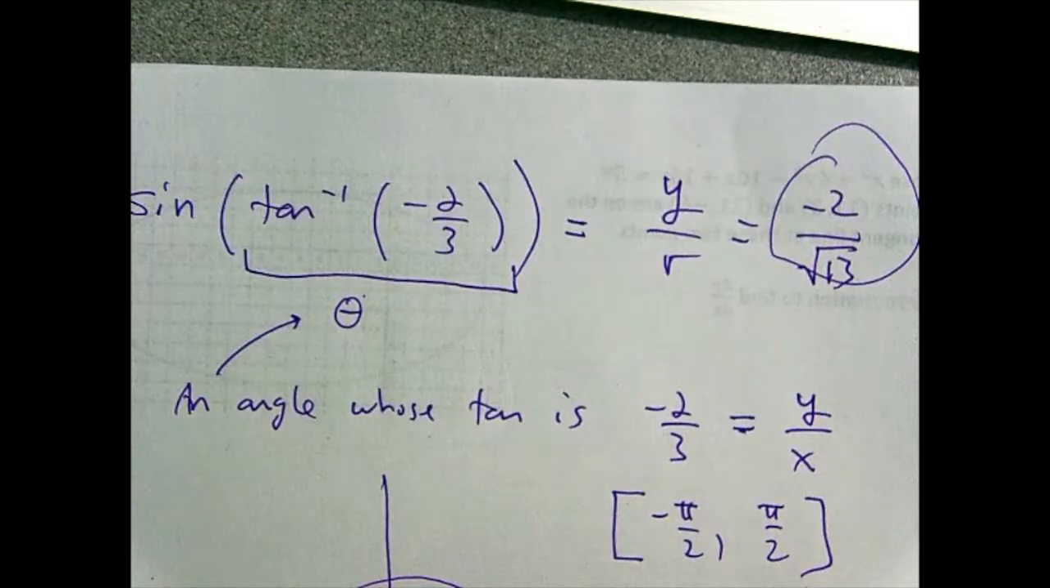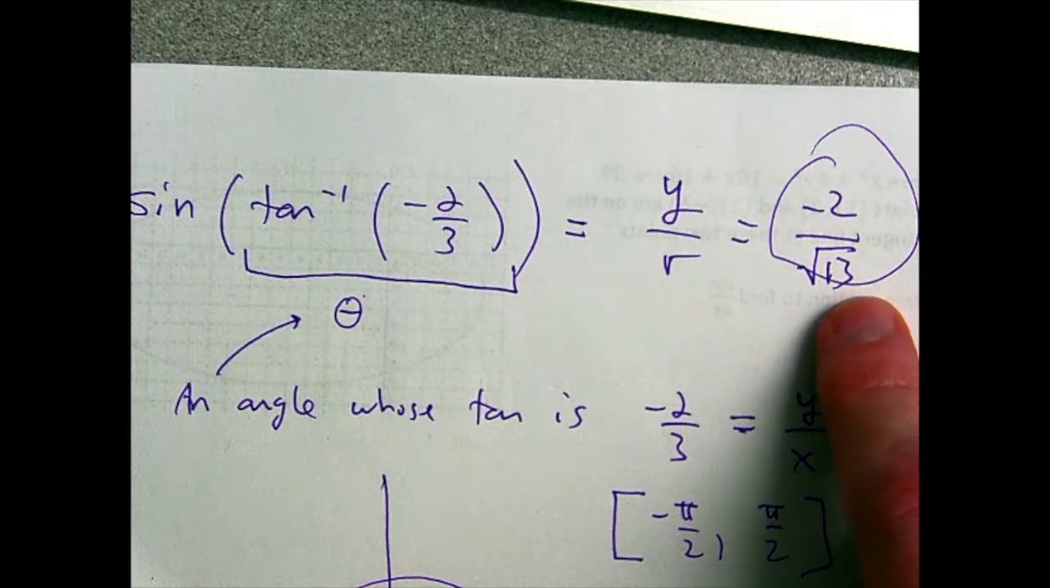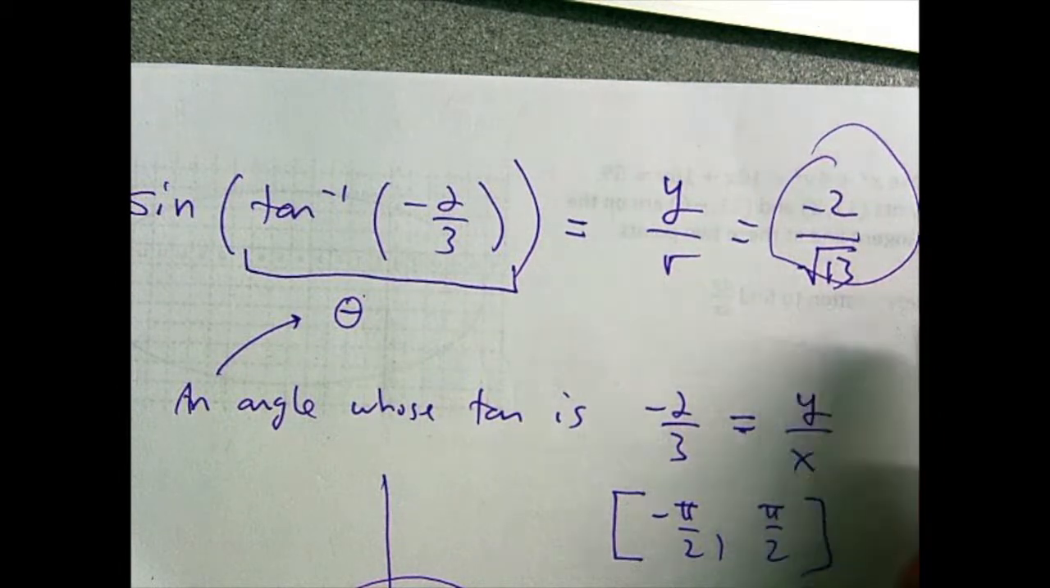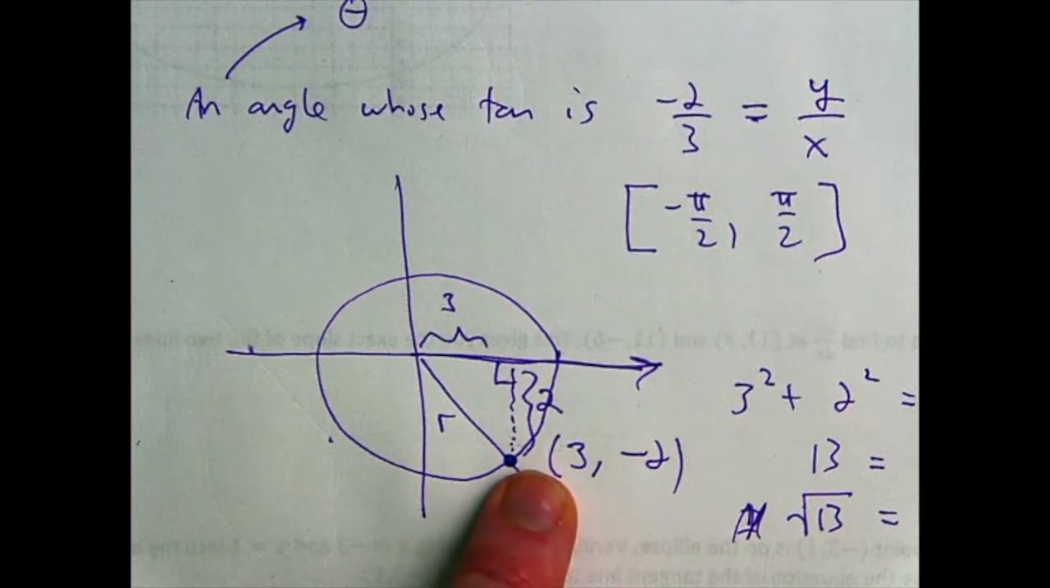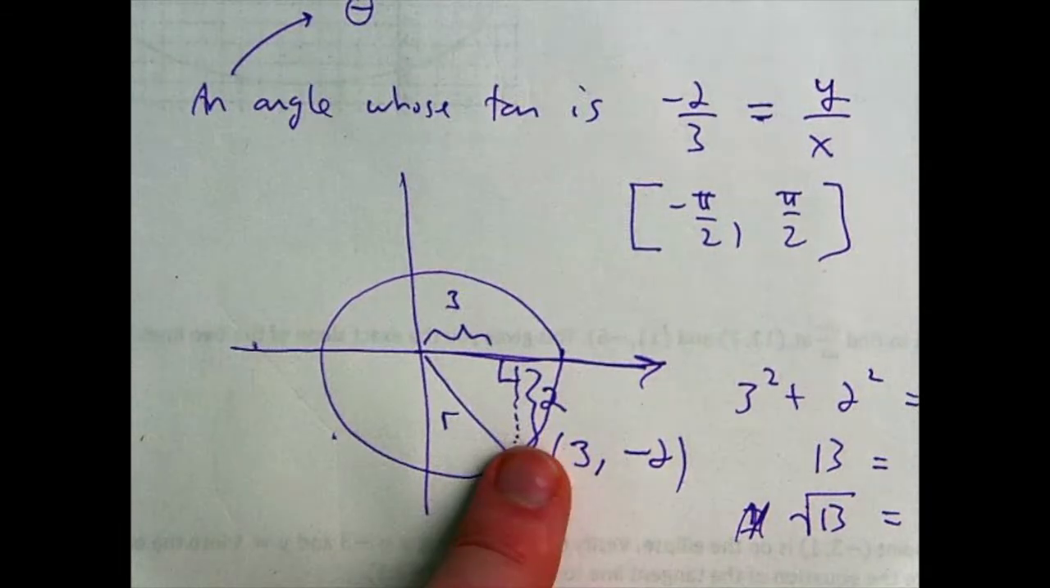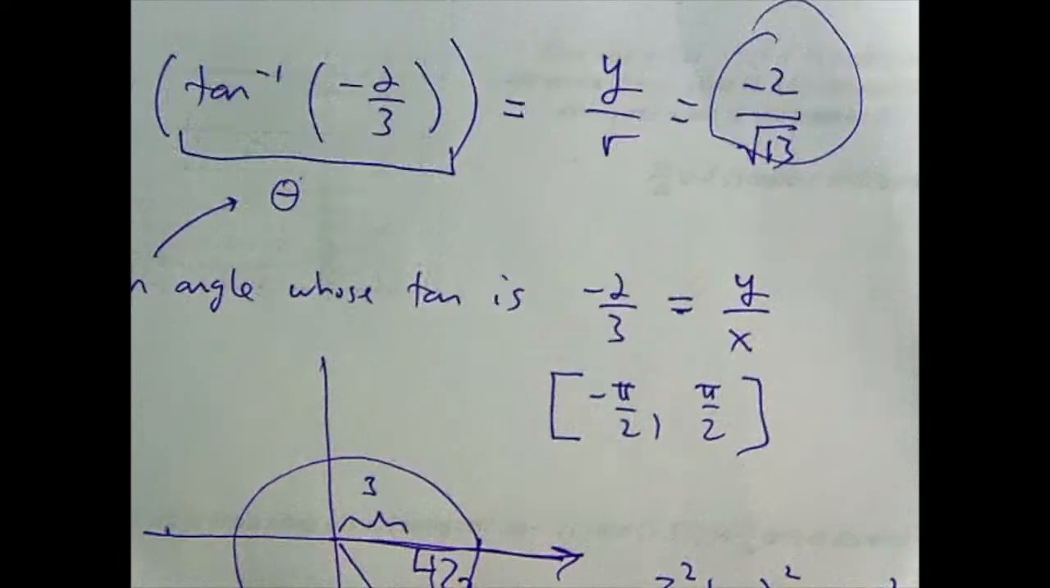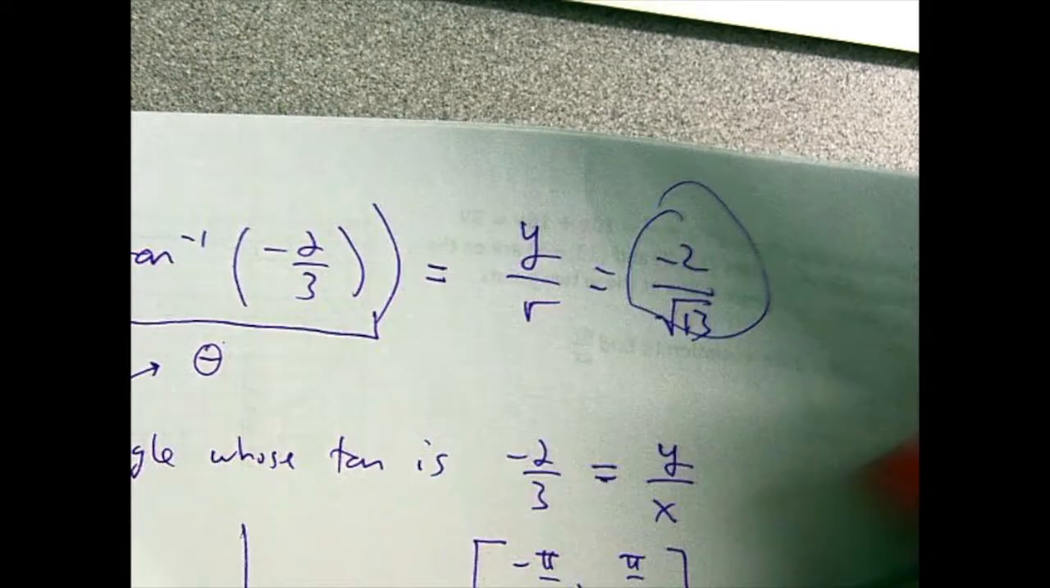One thing you should get in the habit of doing is always asking yourself, is my final answer the correct sign? My final answer here is negative. Is that really right? Should it be negative? Well, given that theta is in this quadrant, the sine of theta definitely should be negative because in y over r, the y-coordinate should be negative. So always get in the habit of double-checking that.